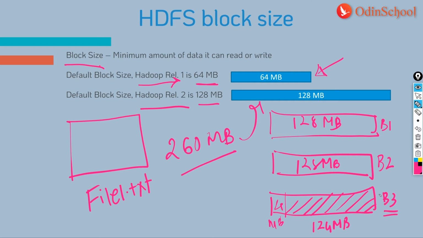Now, what do you mean by multiple locations? That means it may happen that block 1 and block 2 are part of a particular machine named node 1, and block 3 can be part of a different machine altogether, which is node 2. So what exactly this topology is, let us try to understand that.